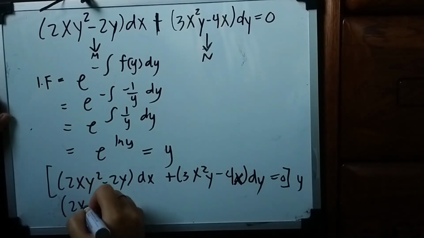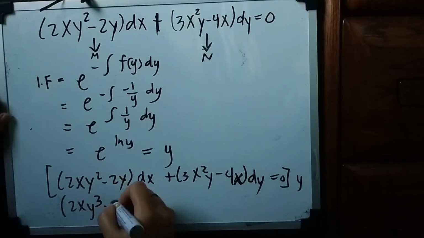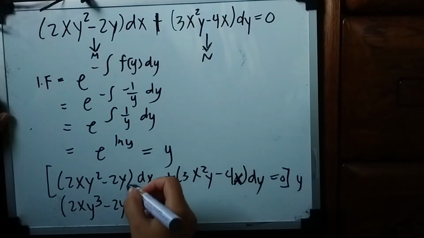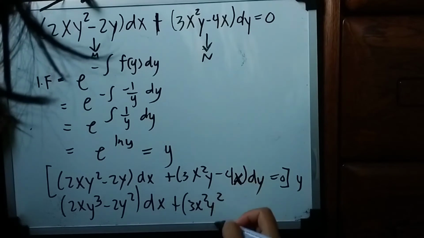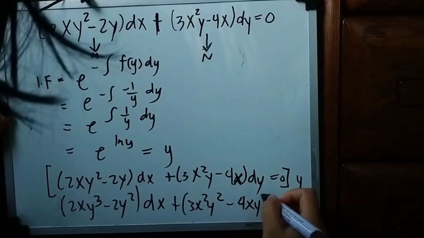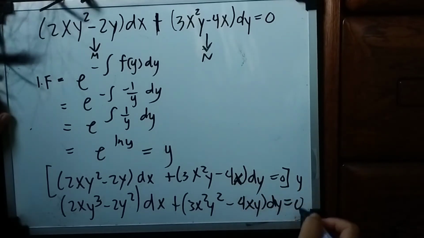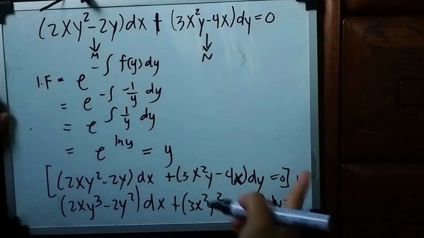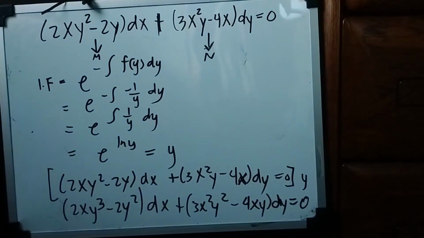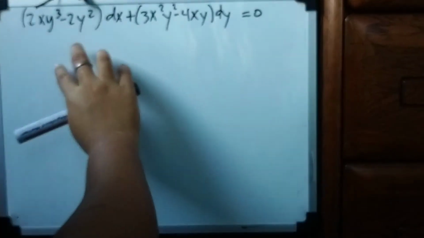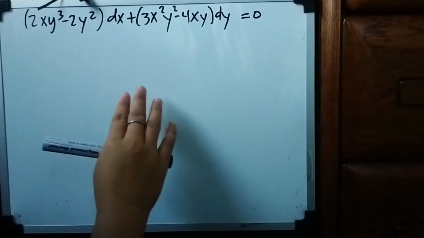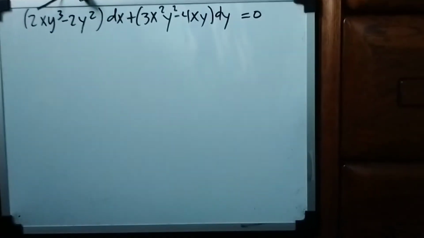Here, 2xy cubed minus 2y squared dx plus 3x squared y squared minus 4xy dy. So basically after you get the integrating factor, you will just distribute the integrating factor to the given function. So this is now our new equation. So from our new function we will test if the given equation is exact.